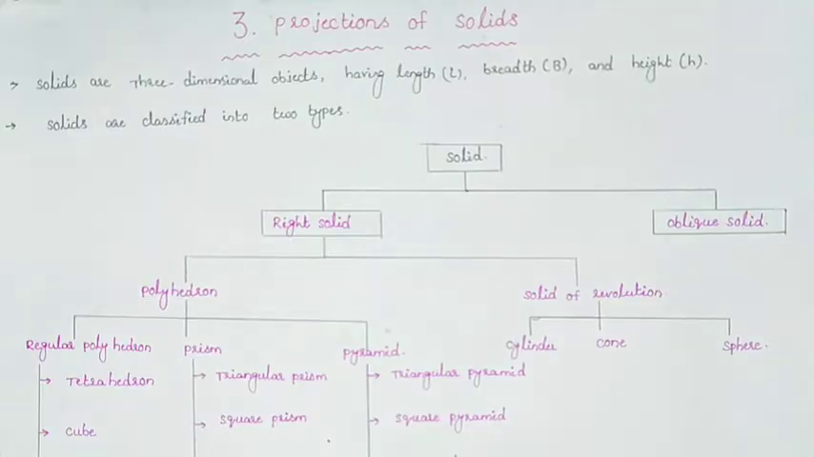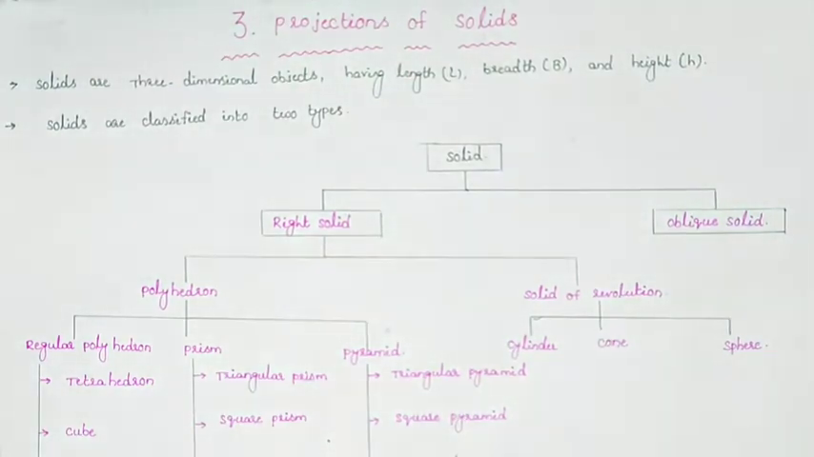Projection of solids. So what do you mean by a solid and how will we draw the projections of that solid? A solid is a three-dimensional object which has length, breadth and height. So it has three dimensions: the length, the breadth and the height of the object. Solids are mainly classified into two types. One is the right solid and the second is the oblique solid. What is meant by the right solid and what is meant by the oblique solid?